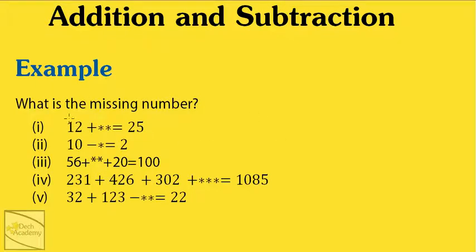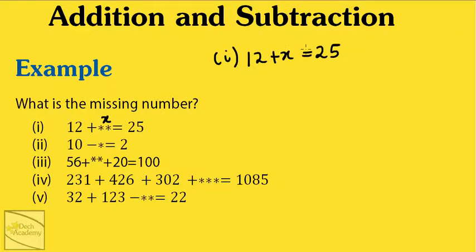So in this example, we have 5 questions to solve, or 5 problems to solve, and we're essentially looking for missing numbers. So in case 1, we're told that 12 plus an unknown number, I'm just going to call that unknown number x, 12 plus that unknown number is 25, and now we're required to find the unknown number. So we need to find x.